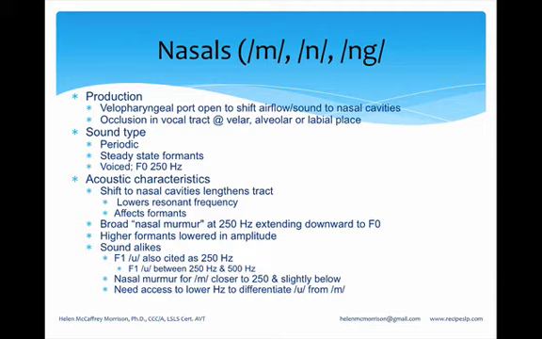Now, in order to allow this to happen, there's also occlusion in the oral tract. So for the M, we are closing the lips to make the labial closure. For the N, we are creating closure by the tongue at the alveolar ridge. And then for the ng, we are creating closure in the velar place of articulation. So we have occlusion in the vocal tract, and we have opening of the velopharyngeal port.